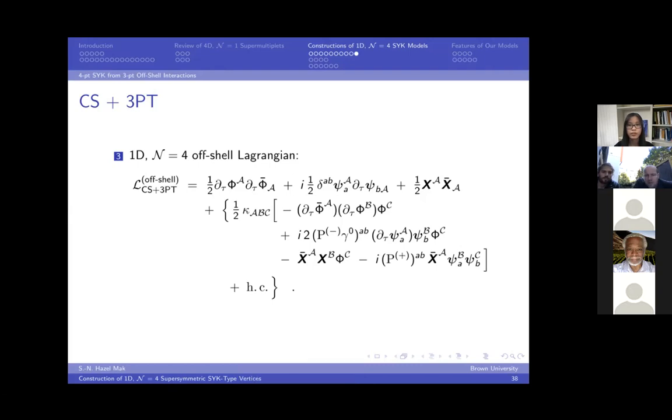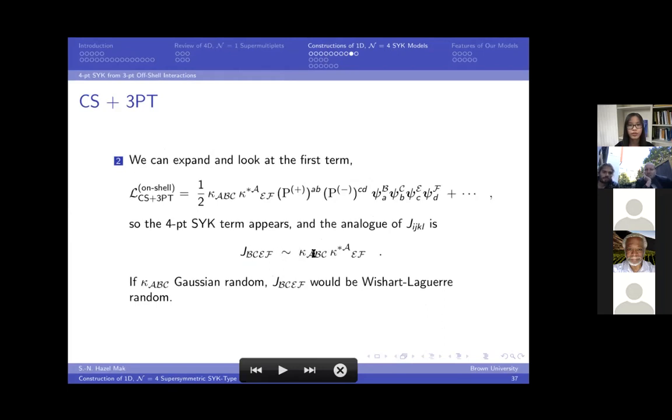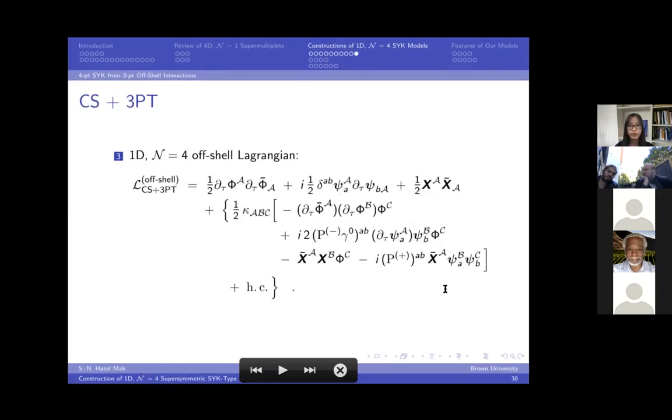Sorry, this bold X is the auxiliary boson. But it has dimension plus 1/2, right? Yes, this is plus 1/2. So this coupling is plus 1/2. So when you go on shell, plus 1/2 plus 1/2 will be 1. So it's positive and it's relevant.